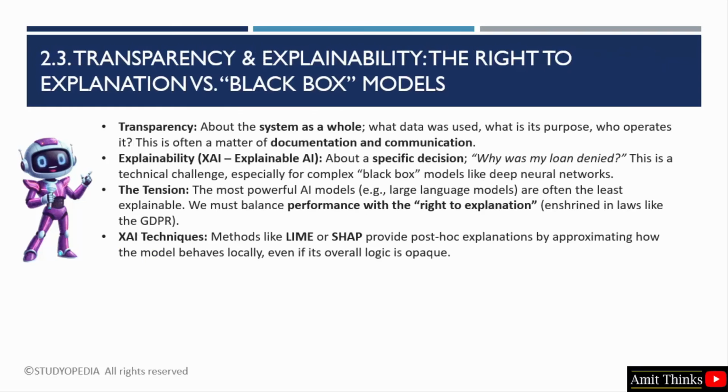The next one is transparency and explainability, the right to explanation versus black box models. Understanding how AI systems work and why they make certain decisions is key to ethical use. First is transparency, which focuses on the system overall: what data it uses, its purpose and who runs it. This involves clear documentation. The next one is explainability, which explains specific decisions.